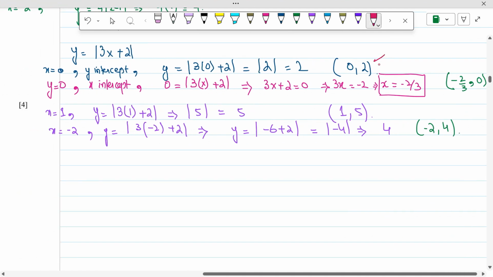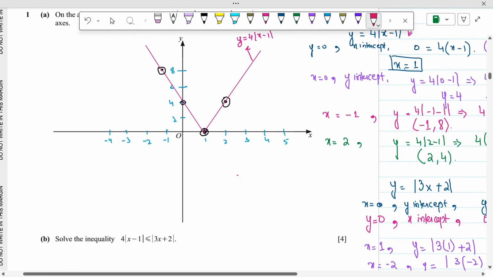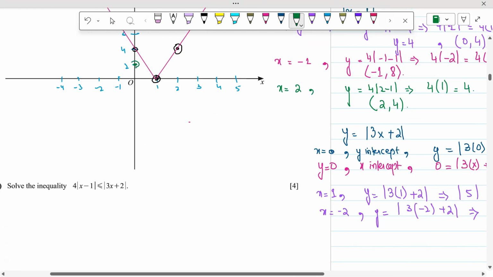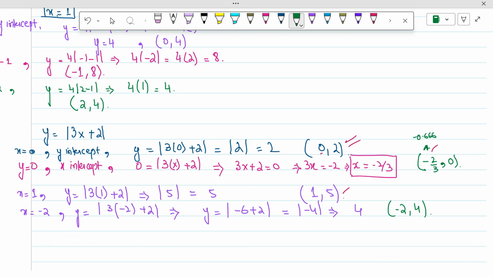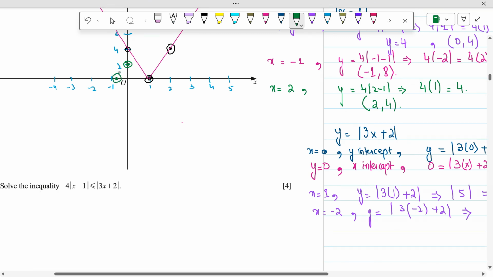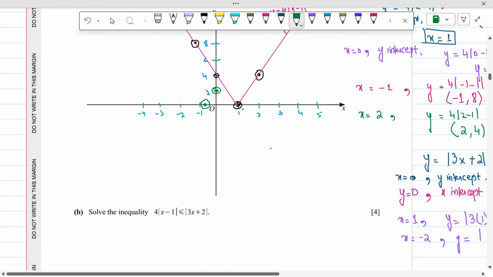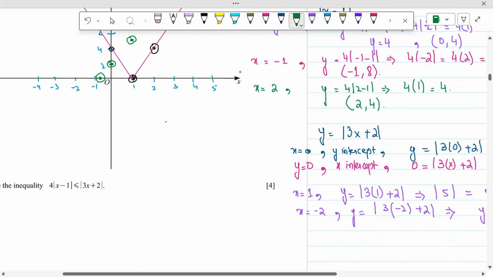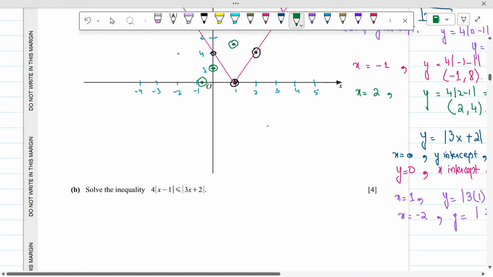Now when we plot these 4 points: (0, 2), when we have x coordinate 0, the y coordinate is 2. The second point is negative 2 over 3, which is negative 0.666, and 0. Then (1, 5), so this one is 1 and this one is 5. Plot the point (negative 2, 4), so this one is negative 2 and this one is 4.